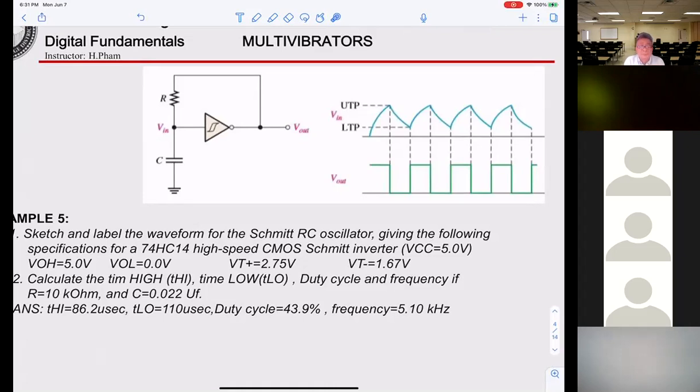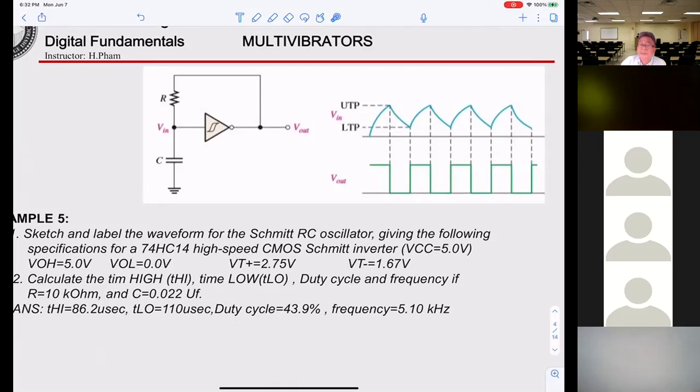That's the point when the VL would change over? No. That means when the input rate 2.75, they will be going from 0 to 1. Okay? VT minus is 1.67. That will be telling you, okay?